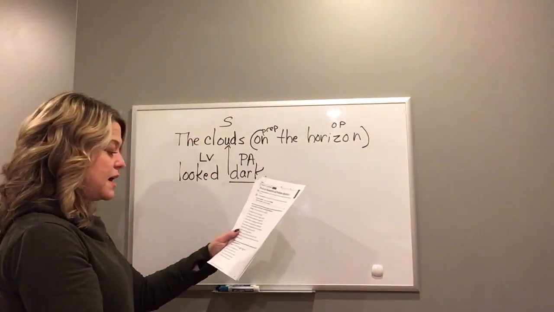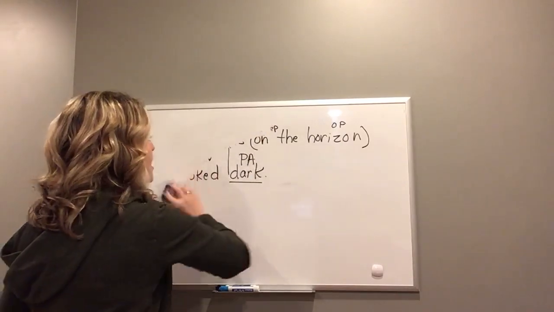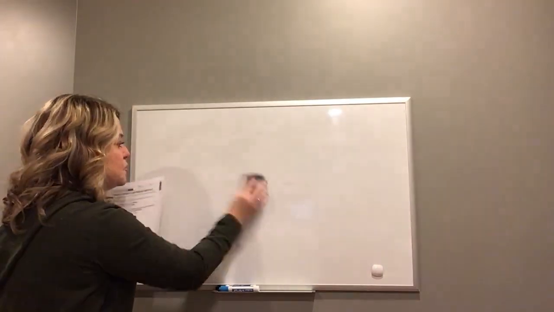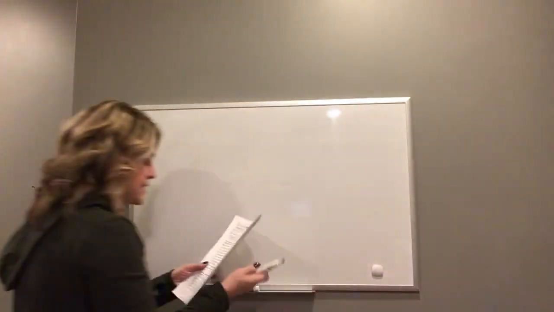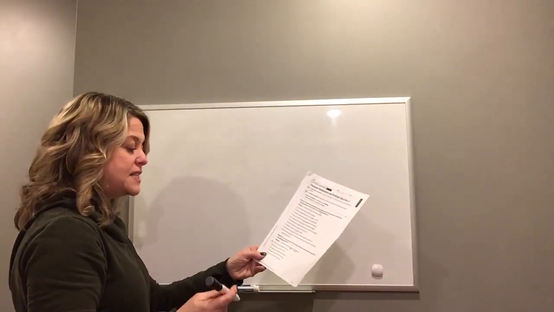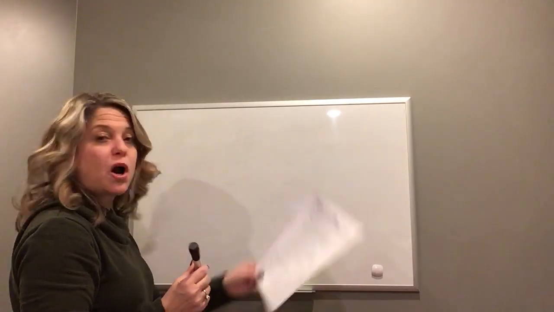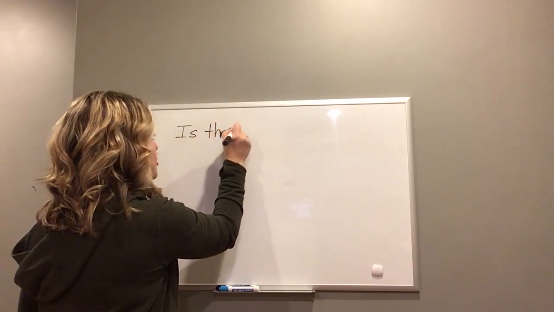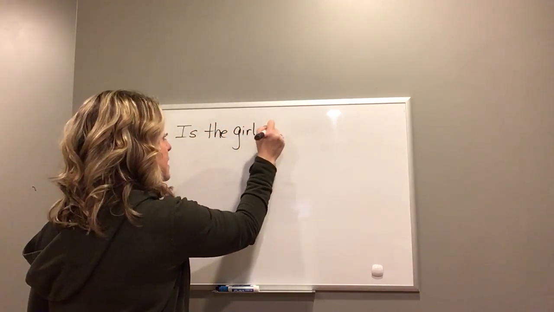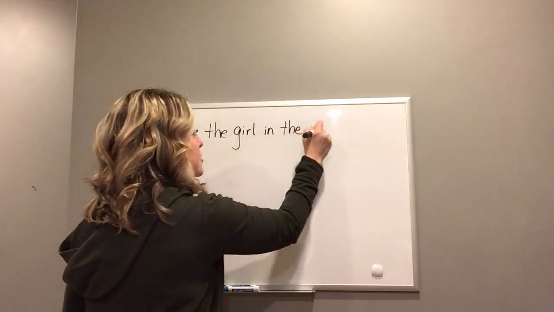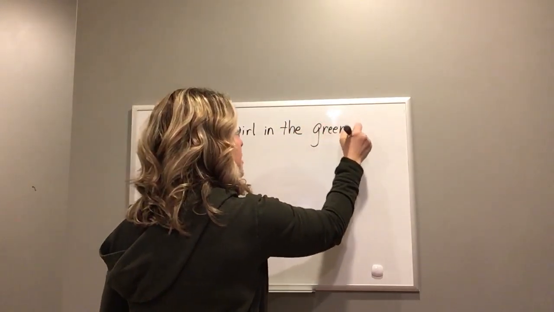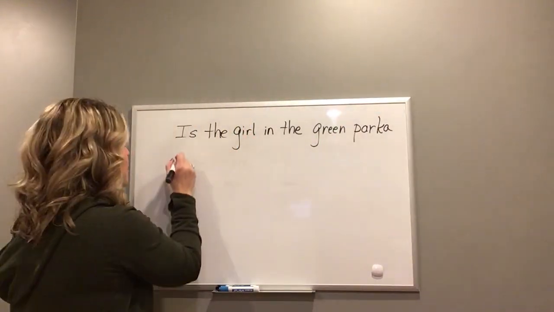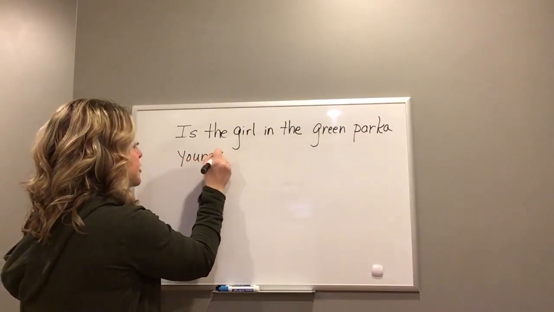Okay, one more and we will be done for the night. I chose this one because it's a question, and I'm going to show you what you do to solve or attack a question in this instance. Number 15 in your packet is: Is the girl in the green parka your sister? Now, parka is a kind of coat, if you're wondering. Is the girl in the green parka your sister?